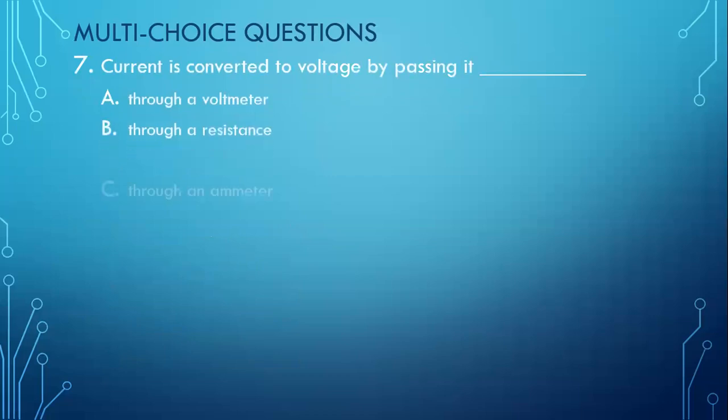The current is converted to voltage by passing it through a voltmeter, a resistance, an ammeter, or a galvanometer. So when I pass the current through a resistance, then I will be able to convert that current into a proportionate voltage. Okay.